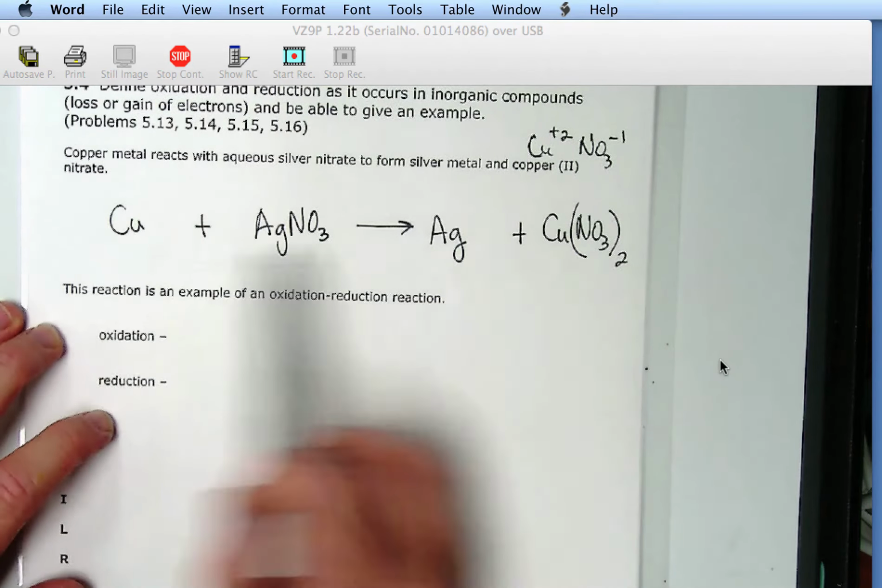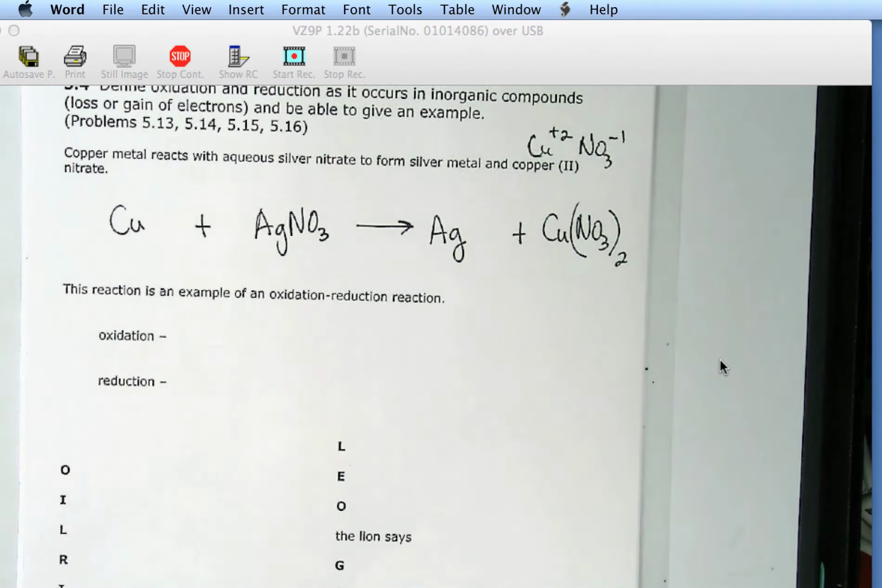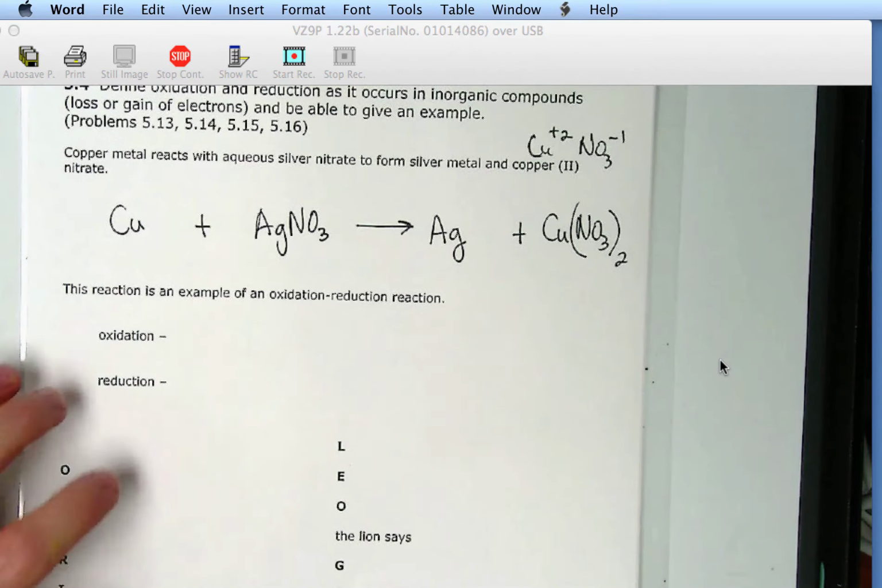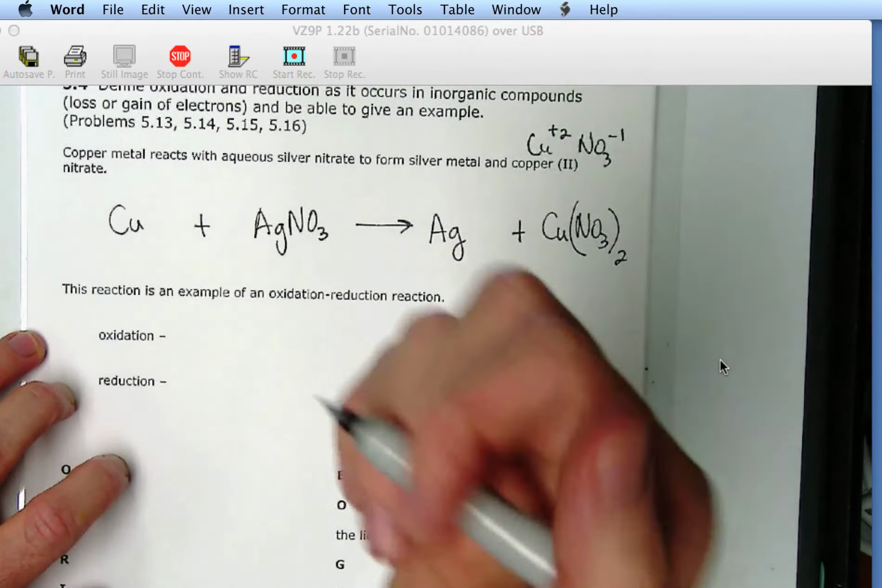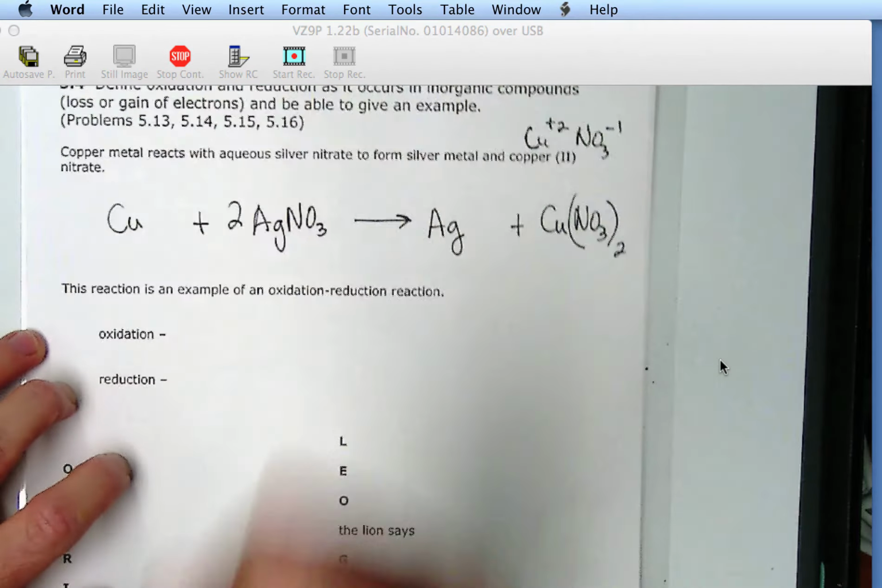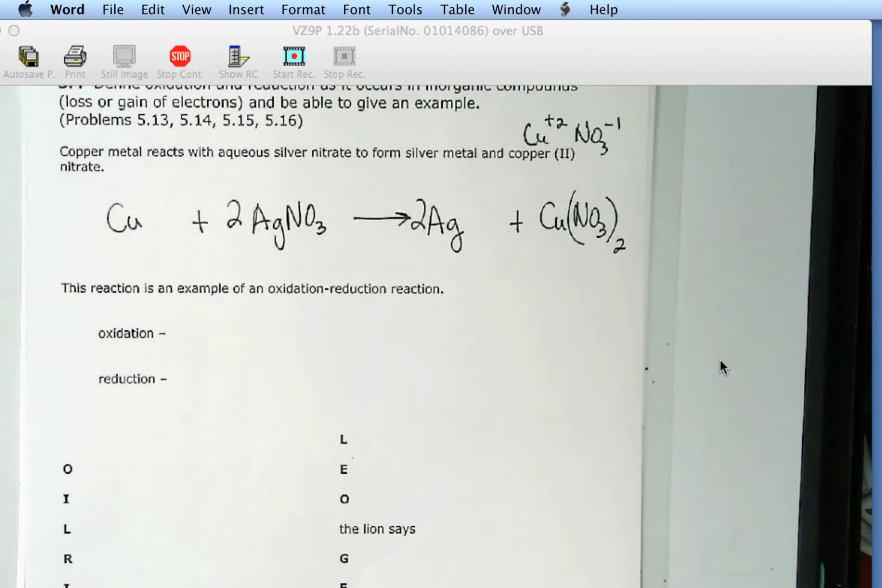Is this equation balanced, by the way? No, it's not balanced. So how would I balance it? 2 in front of the AgNO3, 2 in front of the silver. This reaction is an example of an oxidation reduction reaction.